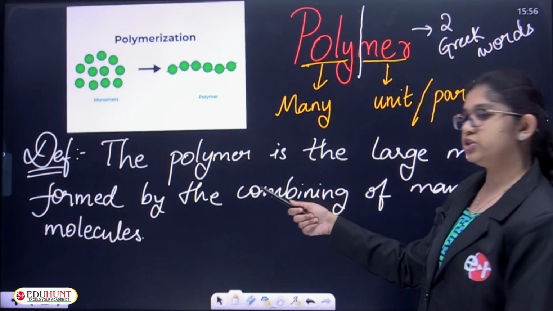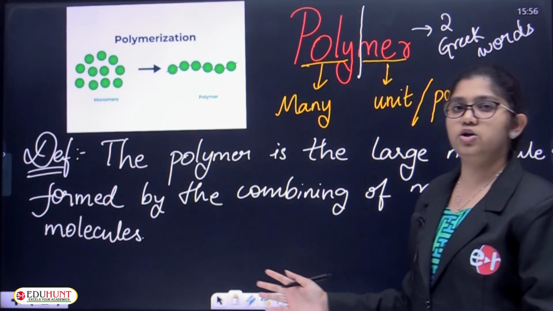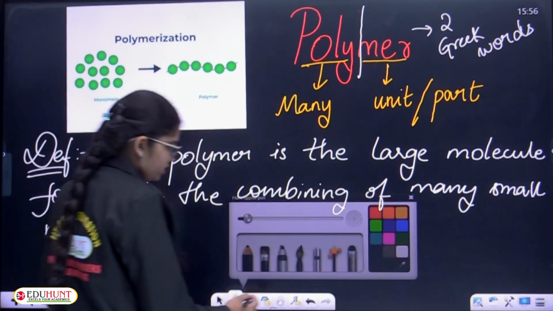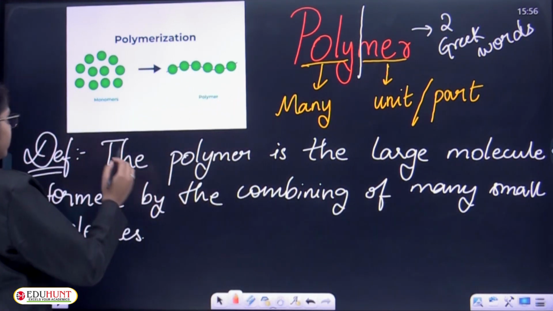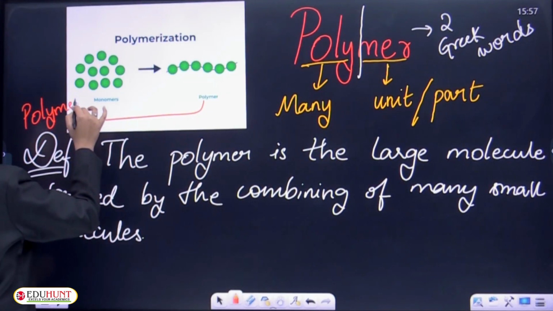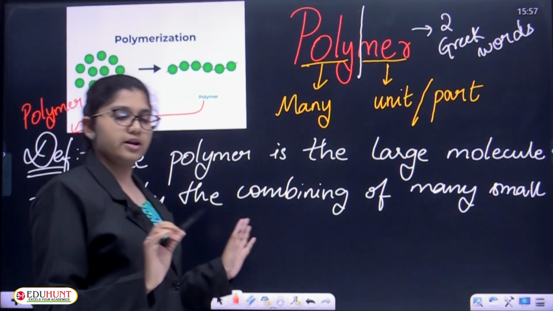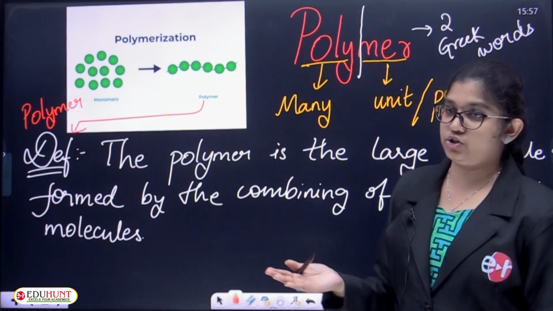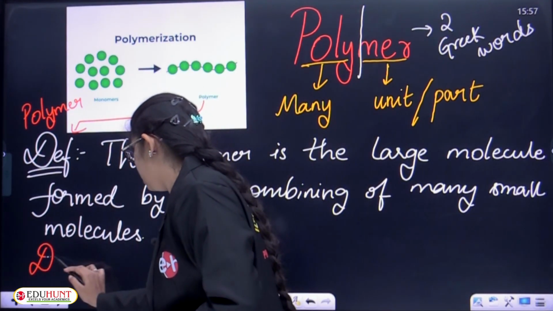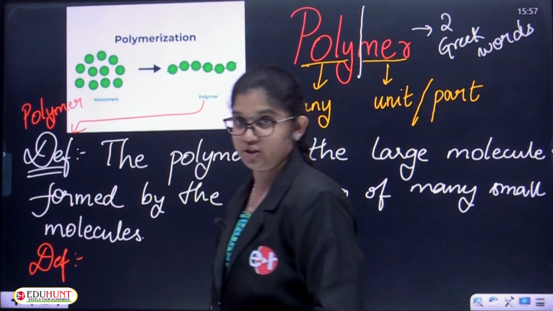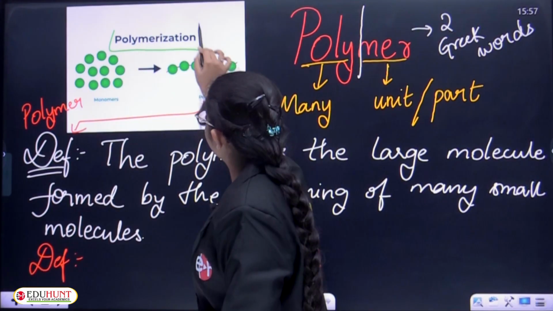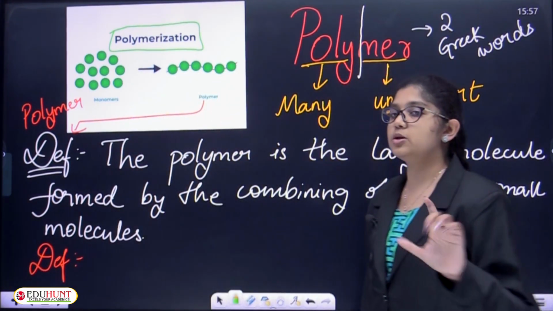So here the definition goes like this: the polymer is the large molecule formed by the combining of many small molecules. We just wrote the definition of polymer. Then what is meant by polymerization? The actual word is polymerization. I'll write it here for you, children. Definition of polymerization. What is polymerization?